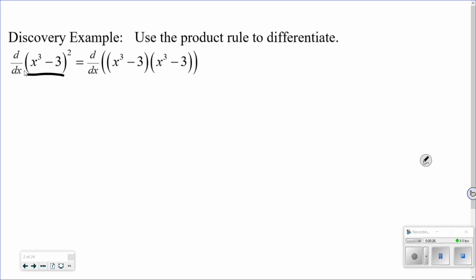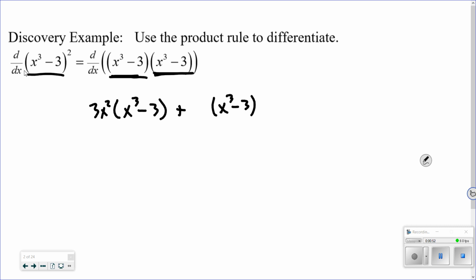We know that's the same thing as (x cubed minus 3) times (x cubed minus 3). So we're going to use the product rule, right? We take the first, which is x cubed minus 3, times the derivative of the second. The derivative of x cubed minus 3 is 3x squared, plus, now take the second, which is also x cubed minus 3, times the derivative of the first, which is, again, 3x squared. We can add those together, so they're like terms. If I add them together, that'd be 6.